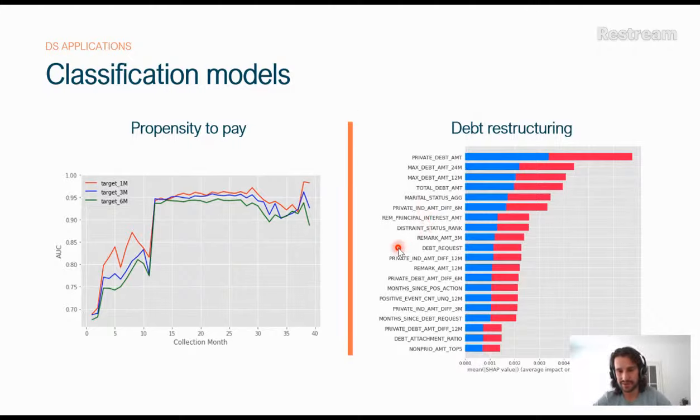And one other thing, here is a feature debt request. And I really wondered why it's not the top one, because basically what this feature represents is whether the customer applied for restructuring before, sometime in the history. And to me, if the customer does it once, then probably it makes sense that they will do it a second time. So to me, it would be a very important feature, but it's not the top one, which is quite interesting.